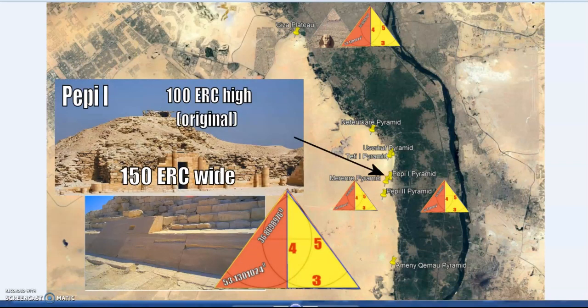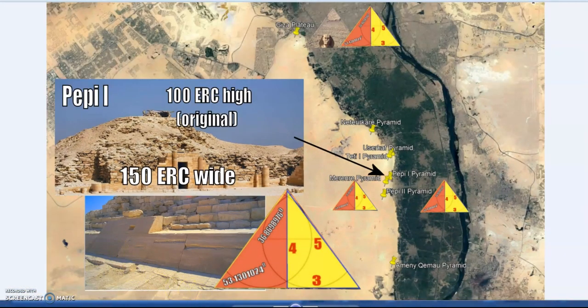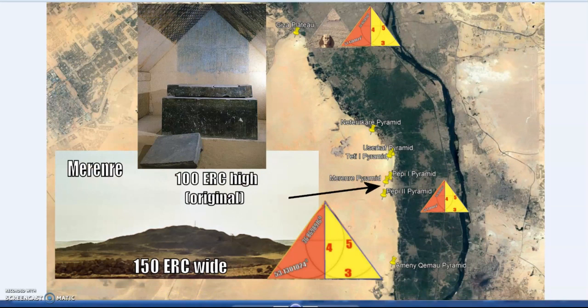Now, looking at that picture, you'd think, how did they get this height? Well, what we have is surviving casing stones. For instance, in Pepi I, 100 Egyptian royal cubits high originally and 150 Egyptian royal cubits wide. Because we can find the base, we know the proportions of the base, that leaves an imprint on the ground, and we have surviving casing stones. And this is some of the best preserved. So that's how we know that these other pyramids are of that height, even though they would just appear to be a bunch of rubble.